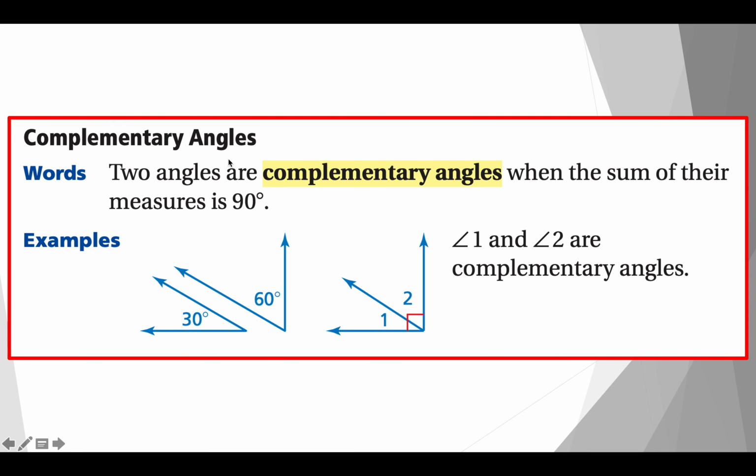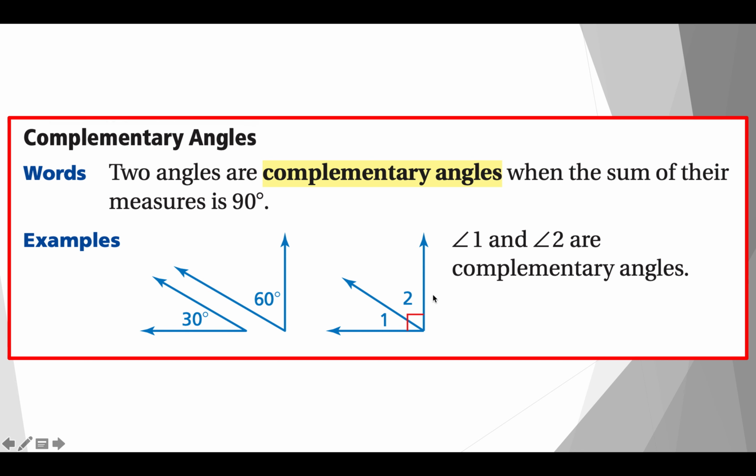Let's see what is complementary angles. Complementary angles are two angles that add up to 90 degree, which means sum of two angles equal to 90 degree. Look at this example. Here the angle measure is given as 30 as well as 60. If you add 30 plus 60 gives you 90, which means these two angles are complementary angles.